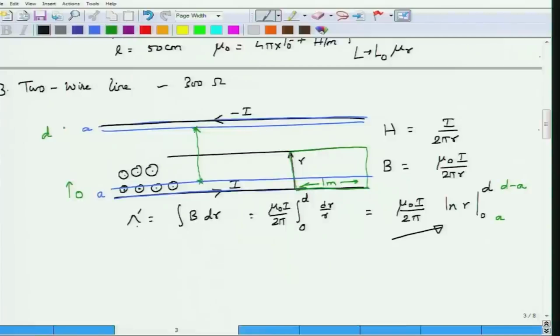And if I also take this current I and divide it onto the left-hand side, I get the inductance per unit length as mu 0 by 2 pi log of d minus A by A, and in case d happens to be much larger than A, the separation happens to be much larger than the cross section, which is almost what happens in a practical two-wire line.